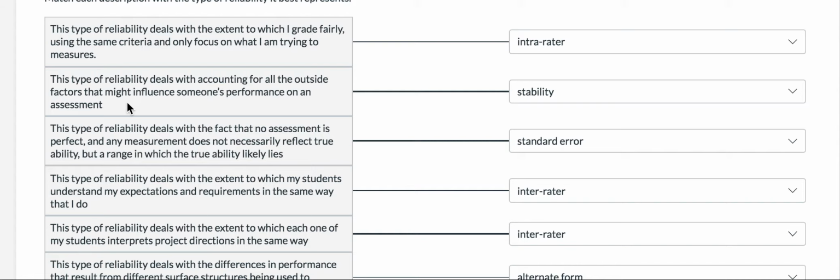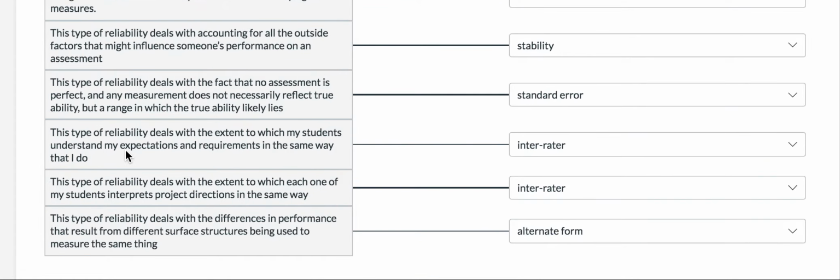For the second one, the stability, this type of reliability deals with accounting for all of the outside factors. That's basically the definition of stability reliability. I don't think people had a lot of issues with this. This type of reliability deals with the fact that no assessment is perfect and any measurement does not necessarily reflect true ability, but a range in which true ability likely lies. Anytime you hear a mention of true ability or an observed score or a true score, you should be thinking of standard error.